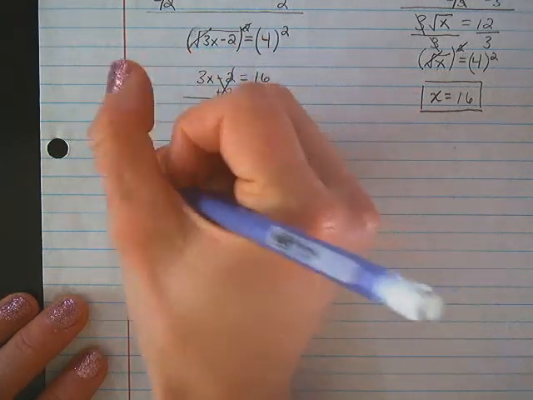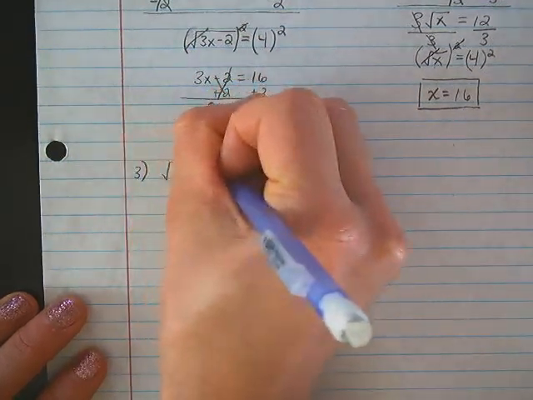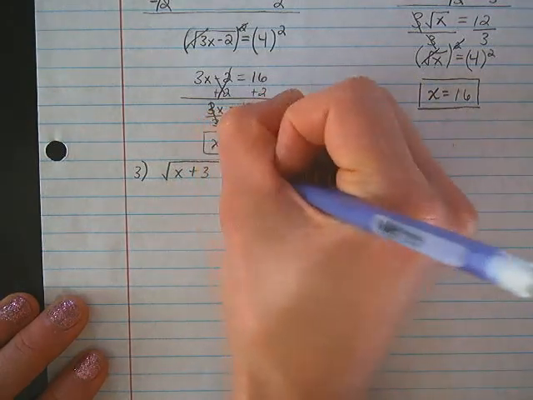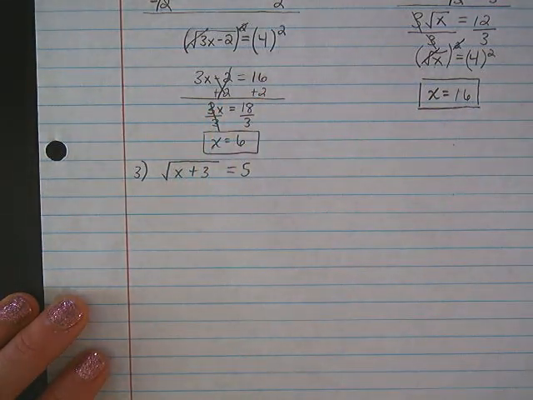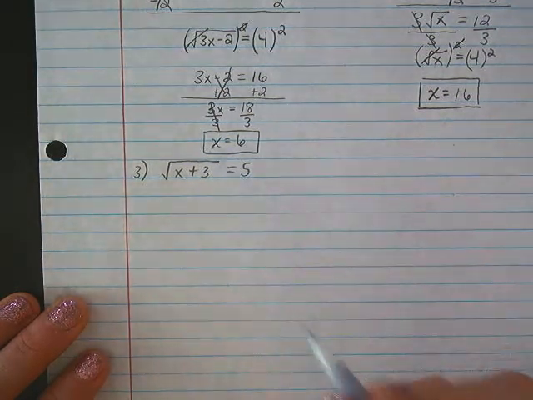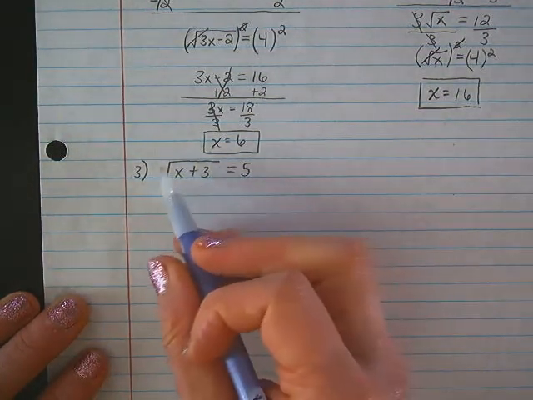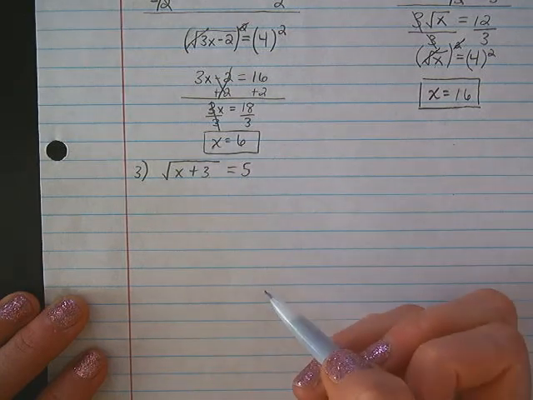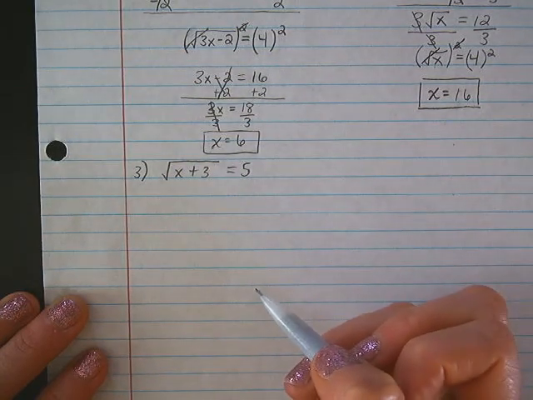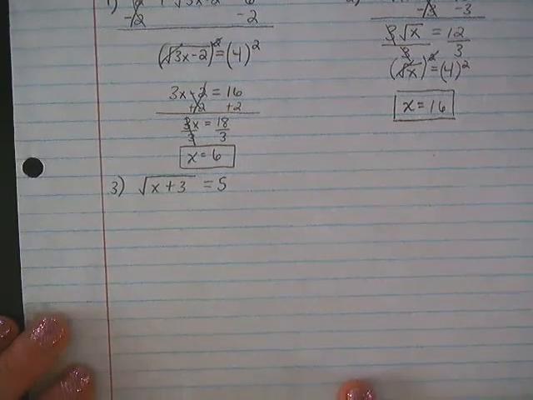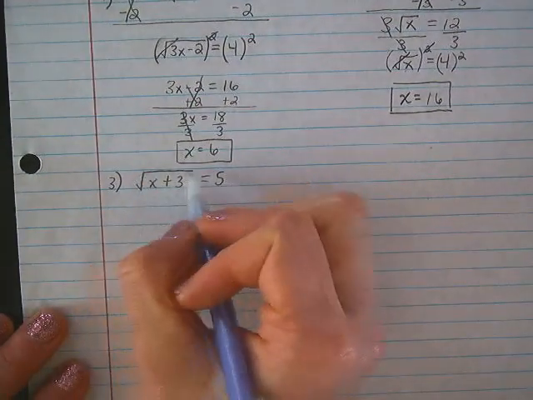Okay, so let's say that we have the square root of x plus 3 equals 5. When I solve this one, notice this one is kind of nice because if you look at the left side of this equation, the radical part is already by itself. So we don't technically have to do this first step here just because the radical is already alone. So now we can just go ahead and move to try to get rid of the square root.